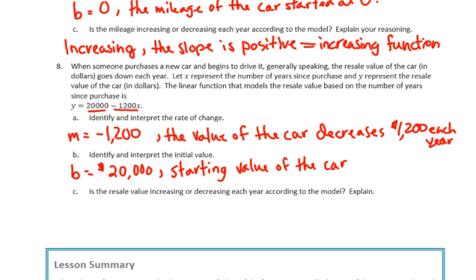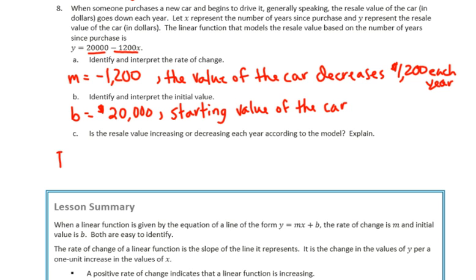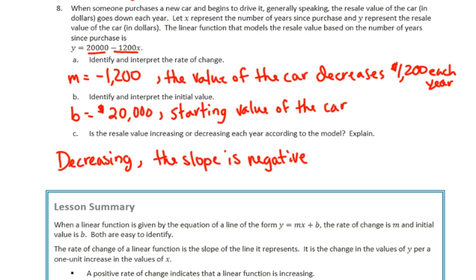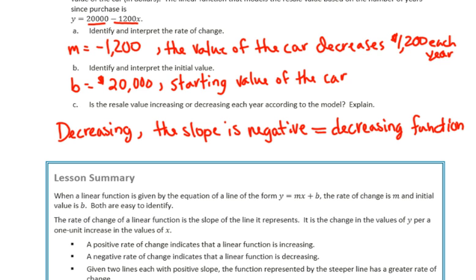Is the resale value increasing or decreasing? In this case, it's decreasing, and we know because the slope is negative, which in turn means it's a decreasing function. So we're using it a little differently than we did before. Now we're comfortable with what the equations look like. Now we can use these pieces in certain ways.